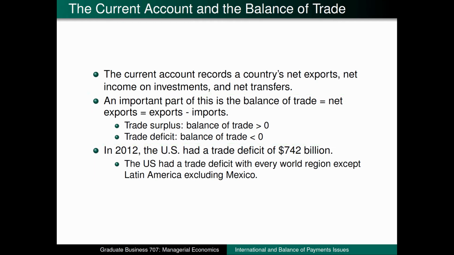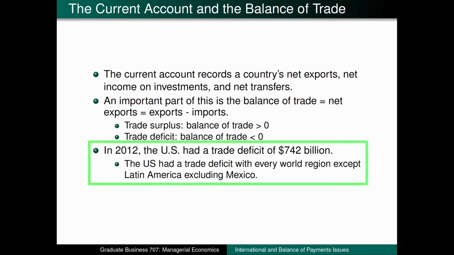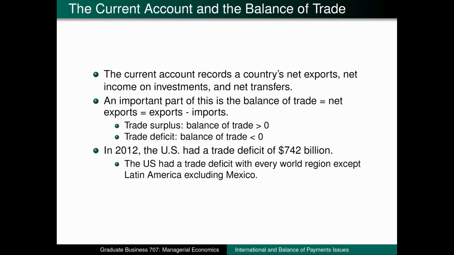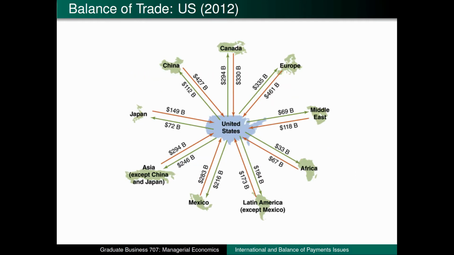If we take a look at data from the following year, we would see that the trade deficit increased from nearly $560 billion in the previous slide to $742 billion in 2012. In fact, we ran a trade deficit with every region of the world except for Latin America, excluding Mexico. We'll take a deeper dive into this in the next slide. Again, we're taking a look at 2012 data now.